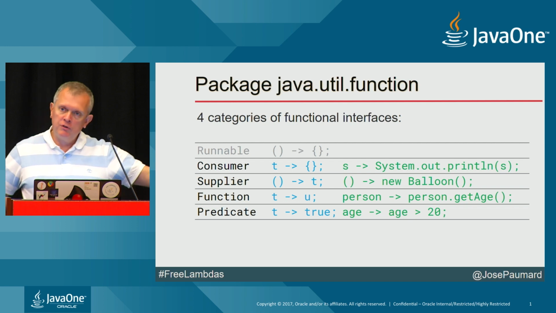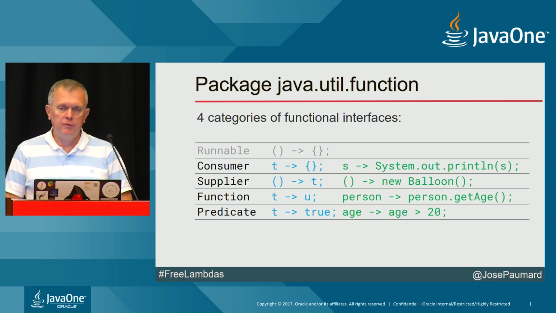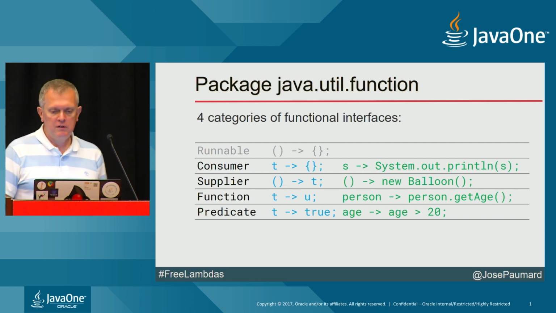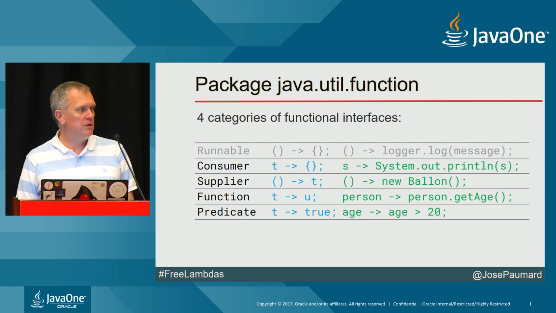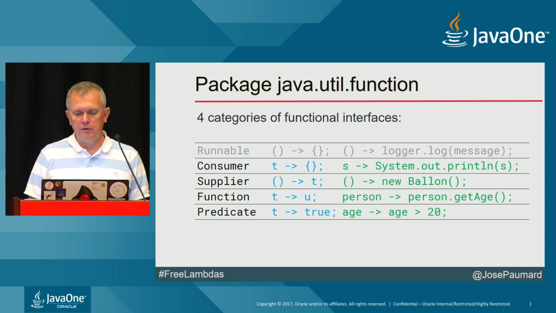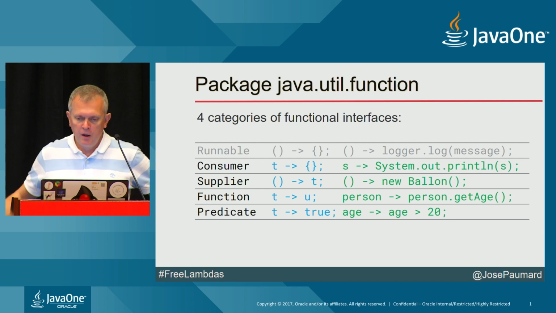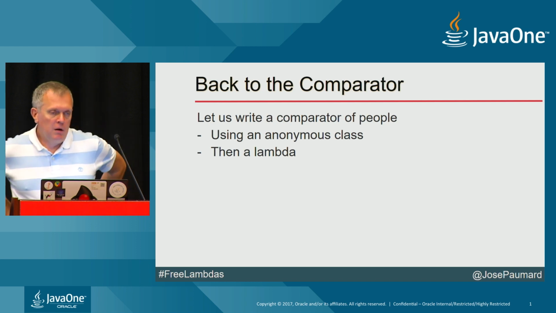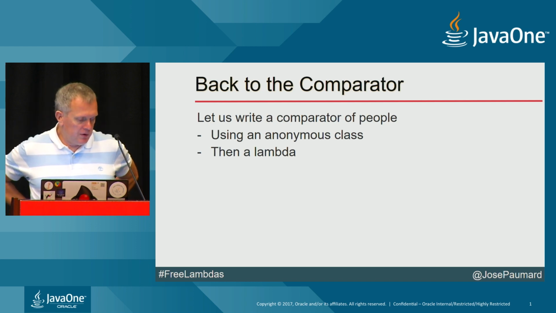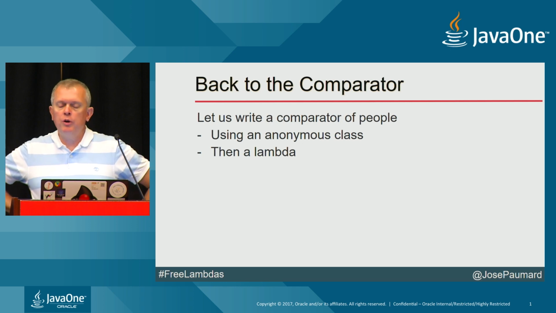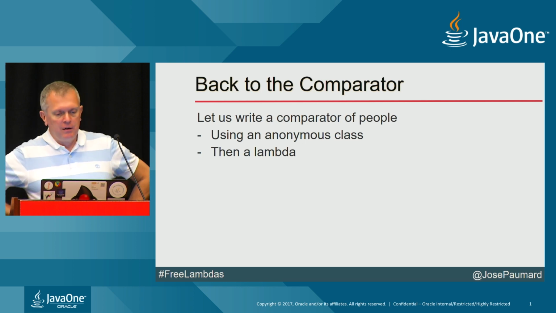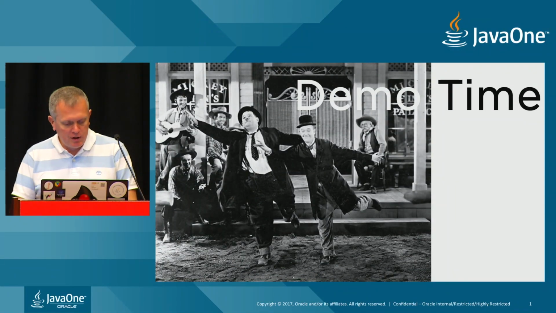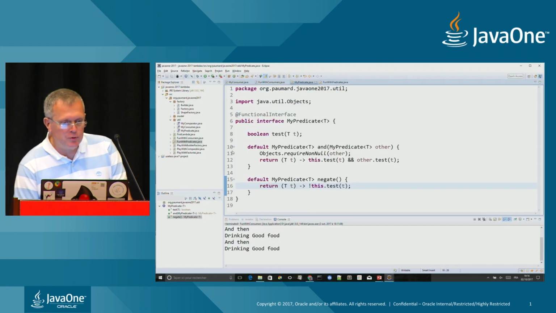A runnable interface is not new. It has been here from very early days of the JDK, and it's something that doesn't take anything and does not return anything. Think about a logger, for instance. Basically, a logger can be modeled as a runnable. Let us go back to our comparator example. We are going to write a comparator of people, and for that we are going to use a lambda expression, and then an anonymous class, and then a lambda expression. It's demo time again. I love demos.